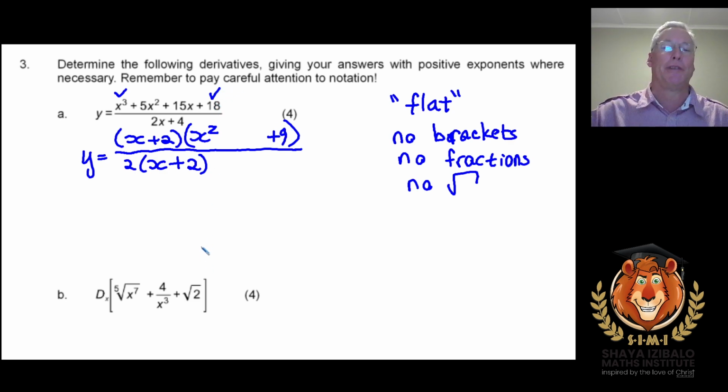Now, if we were to multiply those two brackets as they stand, we would actually get 2x squared. And I'm going to show you where that's going to come from. It's going to come from this 2 multiplying with this x squared, 2x squared. I want a total of 5x squared.